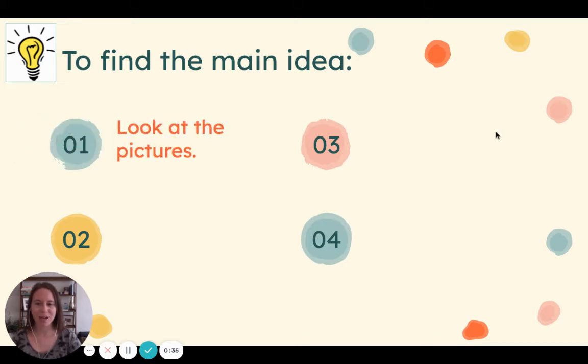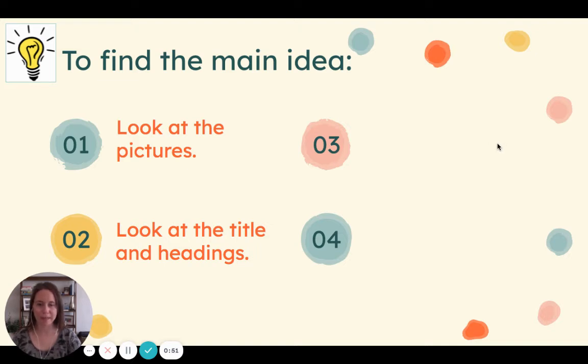To find the main idea, you can always look at the pictures. You can look at the pictures on the cover of the text if you're reading a book, or all the pages inside. You can also look at the title and the headings. The headings and the title will give you a lot of clues as to what you'll learn about in the text, and therefore what the text is mostly about. You can also look for words that repeat. If you see a word that repeats many times throughout the text, that's a big clue that that's part of the main idea.